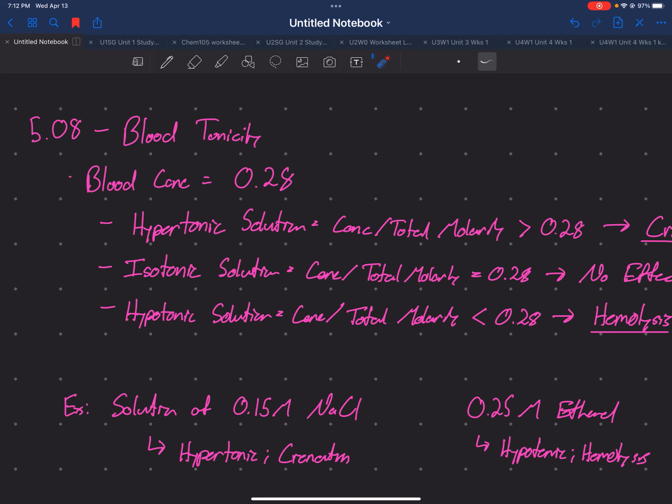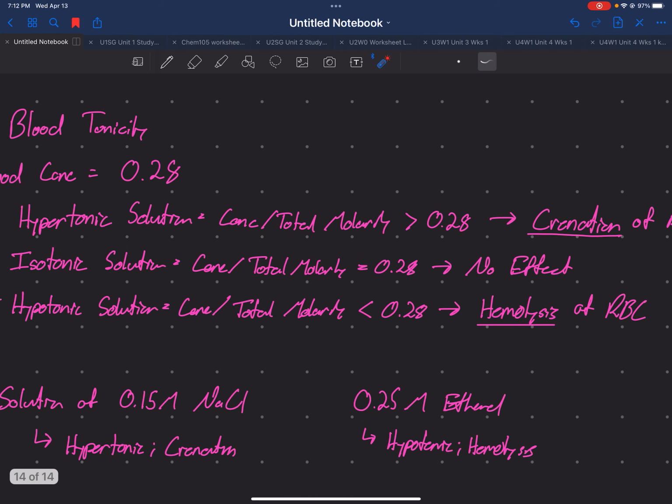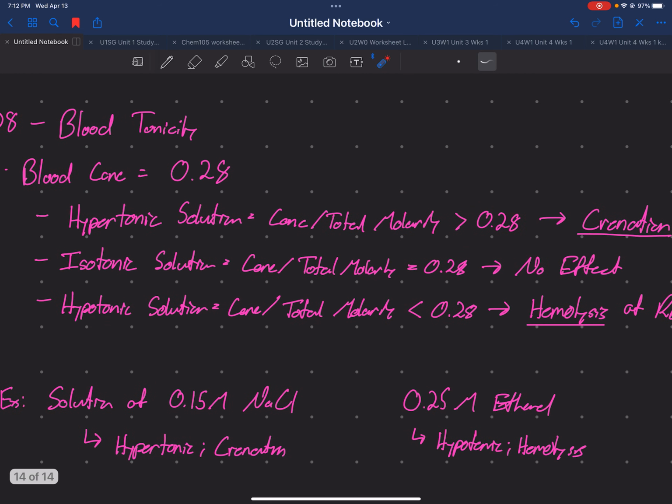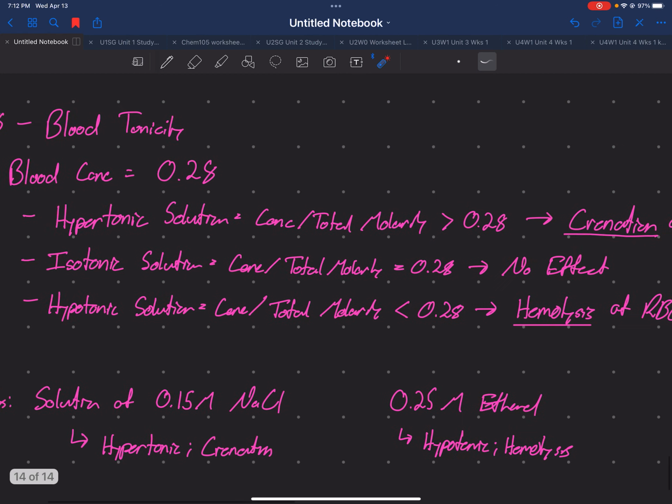There are 3 types of solutions for the blood, and this is in reference to IV fluids as well. So we have hyper, iso, and hypotonic. If it's hypertonic, hyper meaning high, that means whatever the solution is, its concentration or molarity is higher than 0.28. So hypertonic is higher than 0.28.